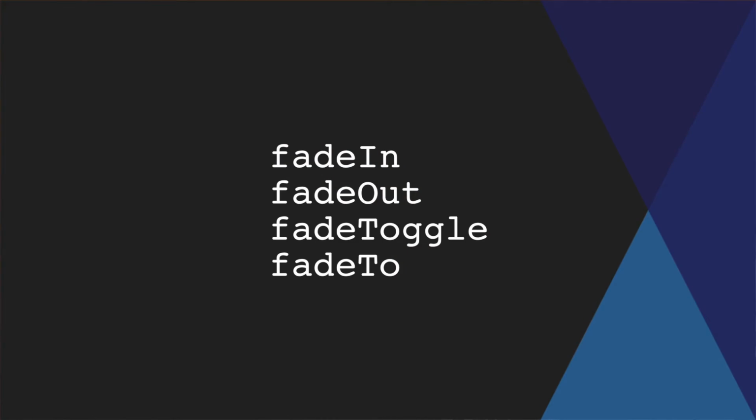Another set of really cool methods are the fade methods. These are fade in, fade out, fade toggle, and fade to. The first two are pretty self-explanatory, but fade toggle toggles the element fade in or fade out depending on the state of the element being faded. And fade to fades an element to a specified opacity level. Each of these methods accepts two parameters: the speed of the effect, which can be slow, fast, or time in milliseconds, and a callback function to run after the fade. Fade to, however, has three parameters, with the opacity level to fade to in between the other two parameters.